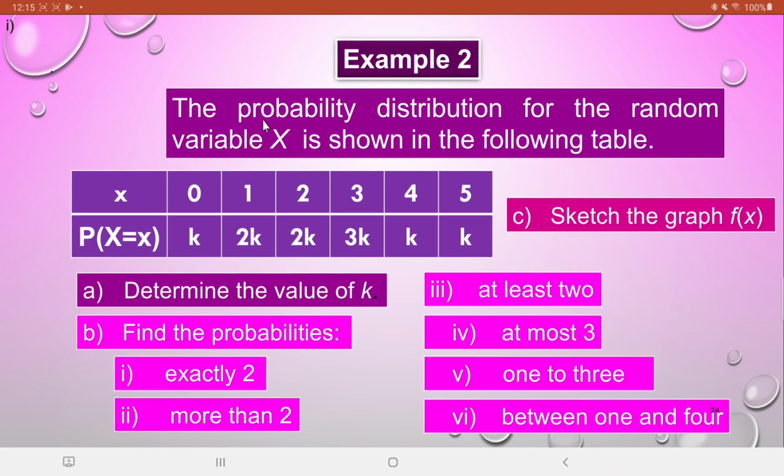Example 2. The probability distribution for the random variable X is shown in the following table. A. Determine the value of k. B. Find the probabilities. B1, exactly 2. B2, more than 2. B3, at least 2. B4, at most 3. B5, 1 to 3. B6, between 1 and 4. C. Sketch the graph of f(x).